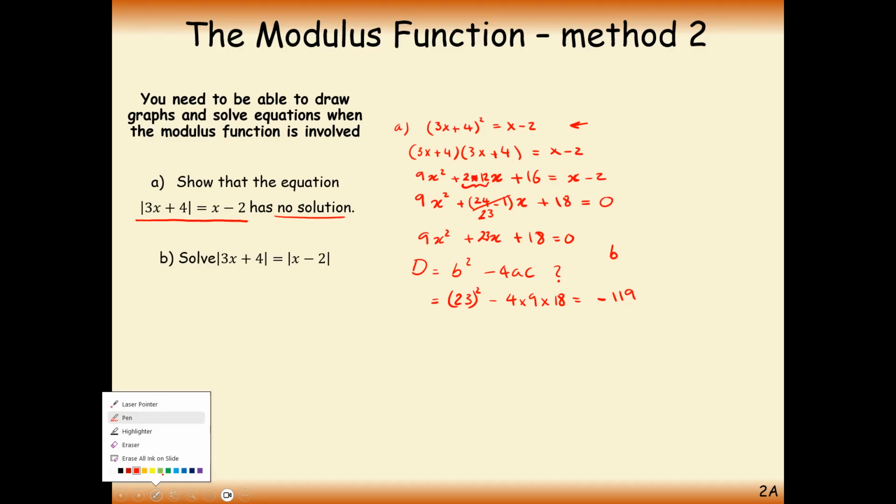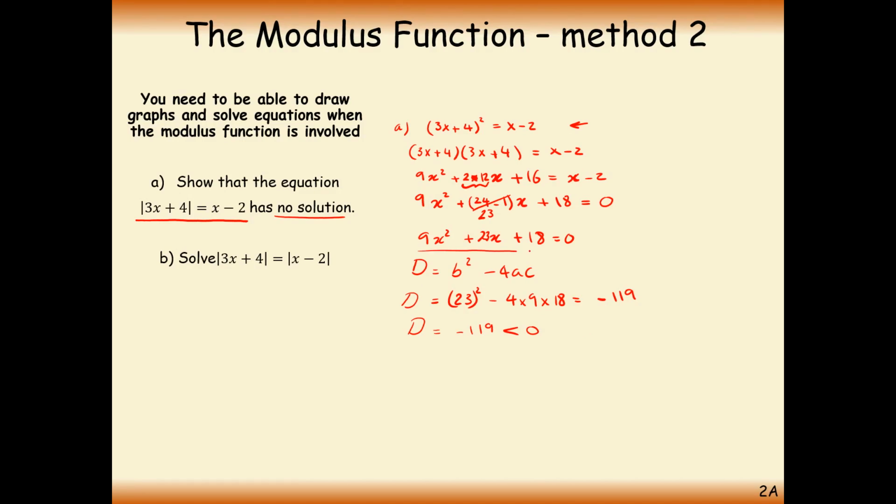So let me just write that. Now that we know the discriminant is negative, we say that this equation doesn't have any solutions. Therefore, our original equation in terms of the modulus sign doesn't have any solutions either. We're not considering the graph of this function, these two lines, so we simply prove it by algebra.